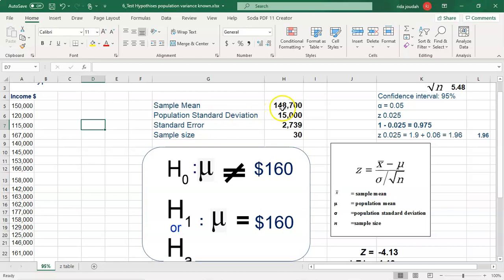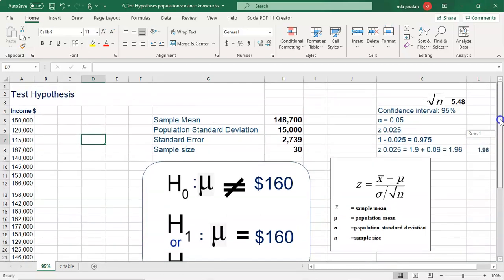Sample mean equal 148,700. And the population mean is 15,000. Based on that, standard error equal 2,739. And as we said, sample size is 30. So we can use z-test in this case.